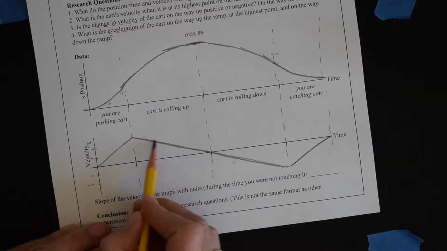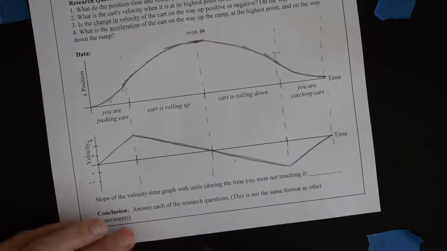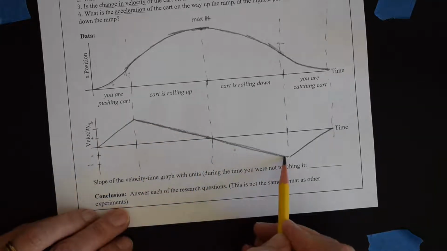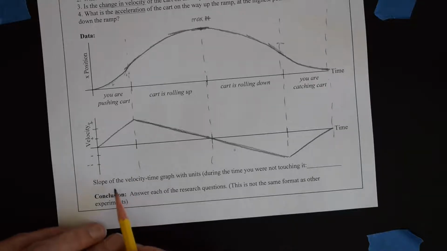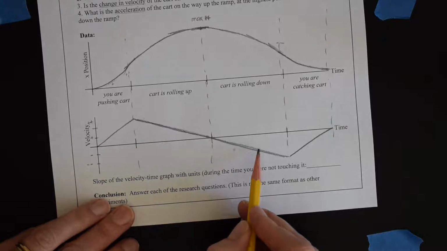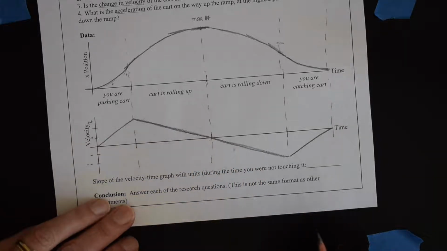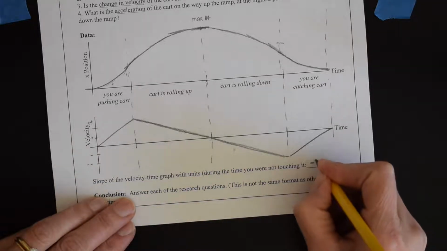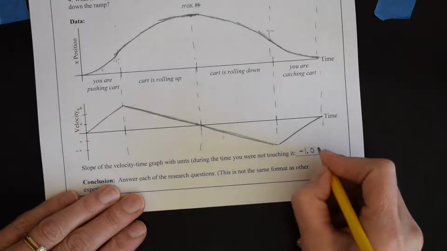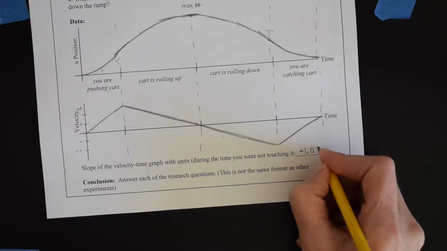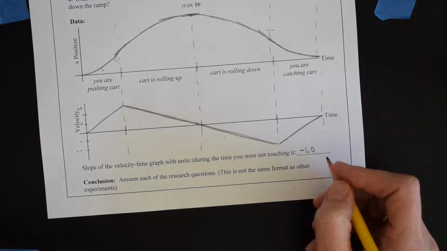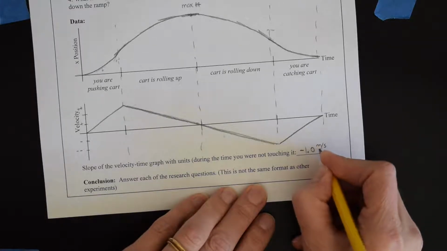constant change in velocity every second on the way up the ramp and on the way down the ramp. So the slope of the velocity time graph, so on the computer we found the slope of this, and it was around -1. So we'll just use that for the notes here. So -1 centimeter, let me just check, I think it was centimeters. Oh no, meters. -1 meters per second every second.